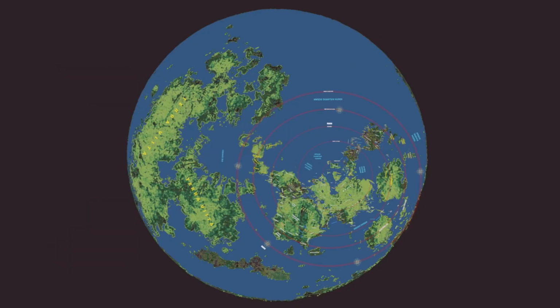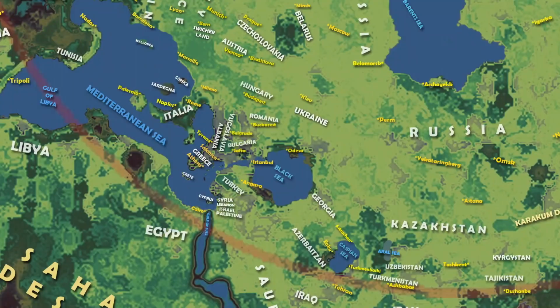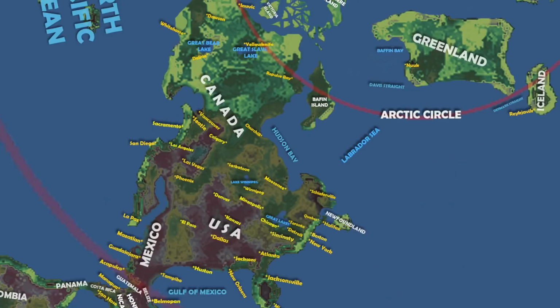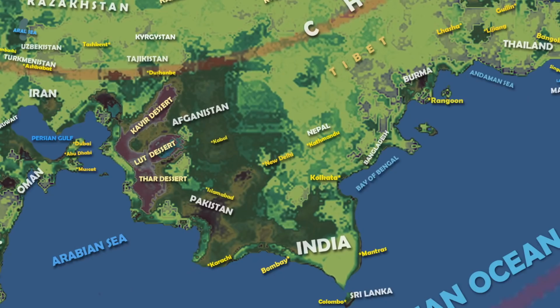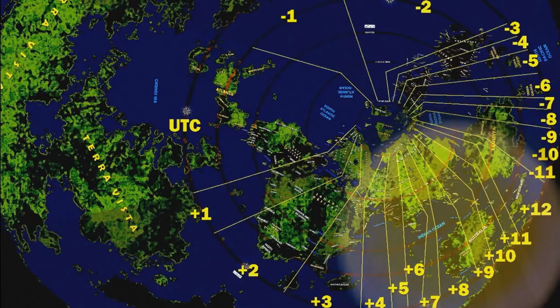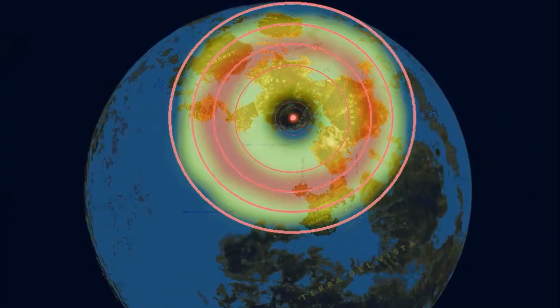Thank you, Sturgios, for all your work. Sturgios has mapped out each continent to the minutest detail. His work is meticulous. He has mapped time zones, seasons, flight paths, and distances.